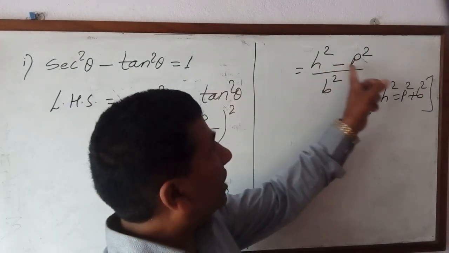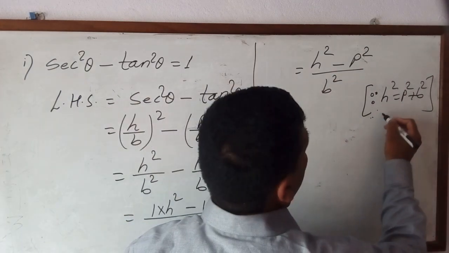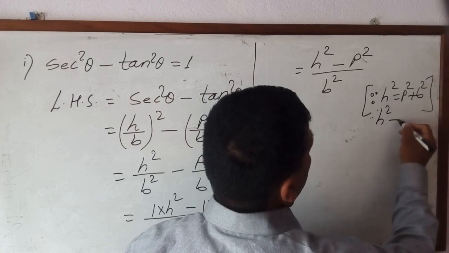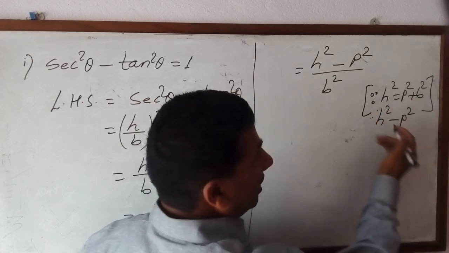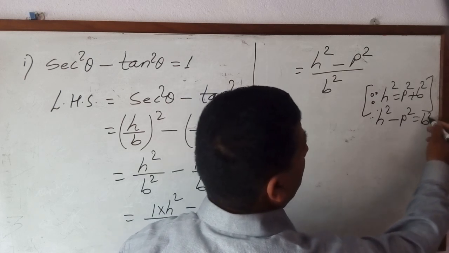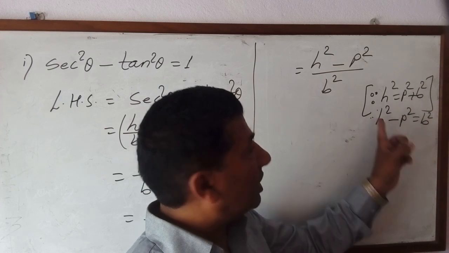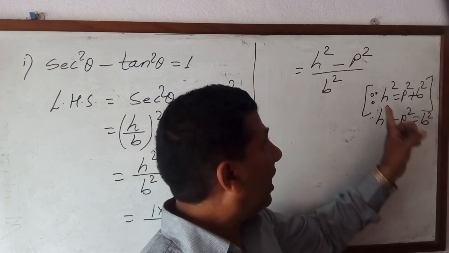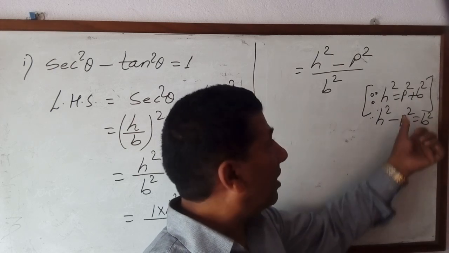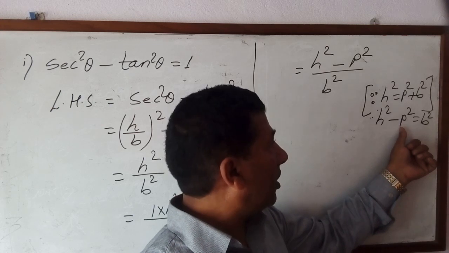But here we have h square minus p square. Bring this p square to the other side, where it will be negative. Therefore h square minus p square equals b square. What I did is bring this p square to the left hand side, while b square stays on the same side. Only p square I brought to the left hand side.